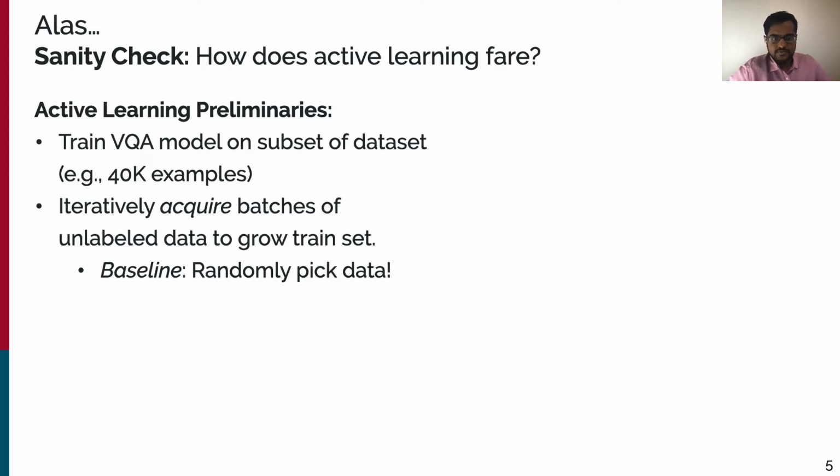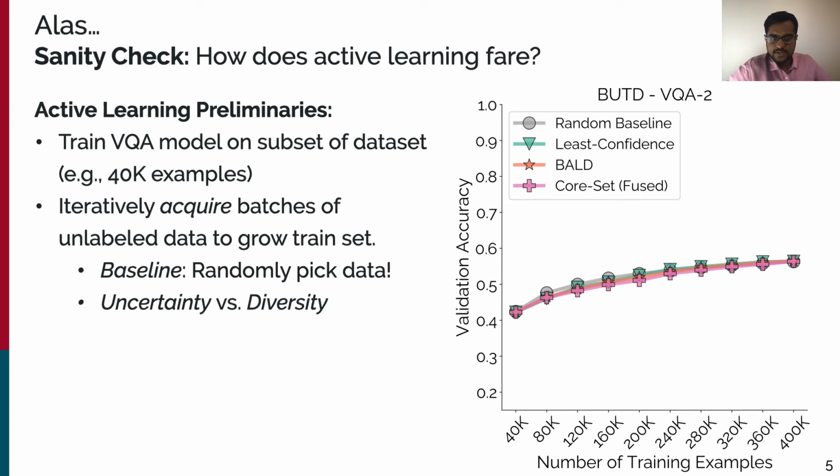Beyond that, the big divide is between methods that look at model uncertainty, for example, what's the maximum confidence I place on any answer when predicting for an unlabeled example, versus example diversity. How different is this new example from things we've already seen? We look at both of these in our work. And specifically, when we run some of these methods out on VQA2 out of the box, we're a little surprised.